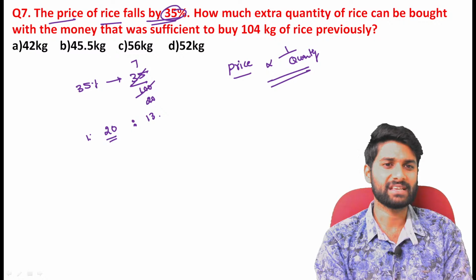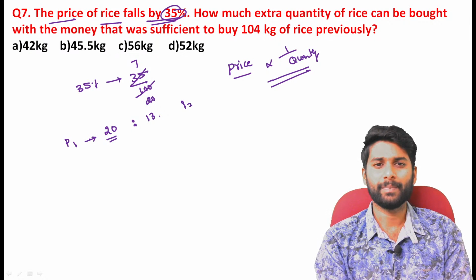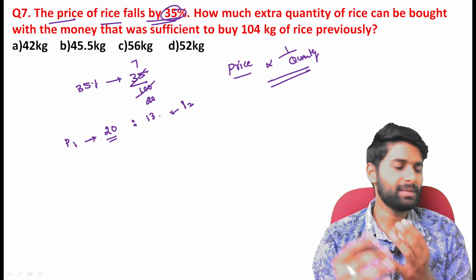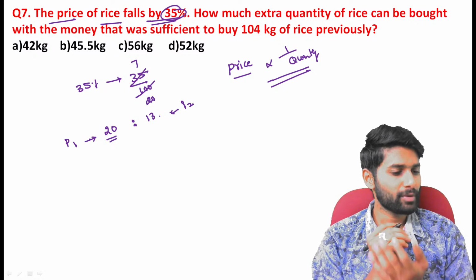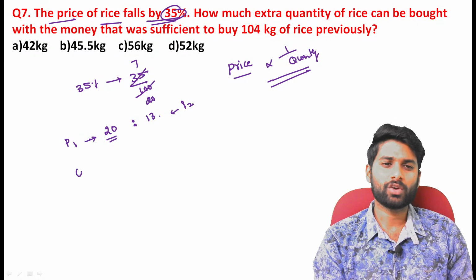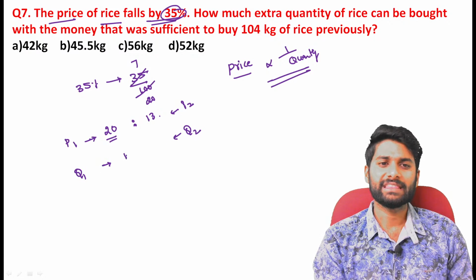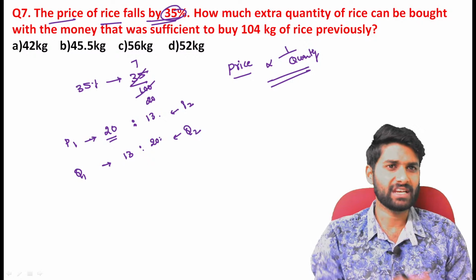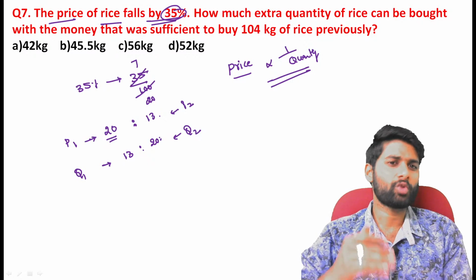So these are the prices, guys. Price ratio: this is P1 and this is P2. Why? Because the price decreases. Guys, I clearly mentioned that the price is inversely proportional to the quantity. Now, what is the quantity ratio? Q1 is to Q2 exactly equal to 13 is to 20. Why? Because the expenditure is always constant. Here, with decreasing price, the quantity increases.